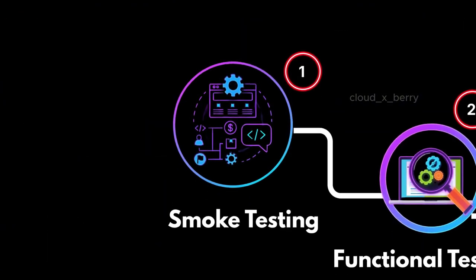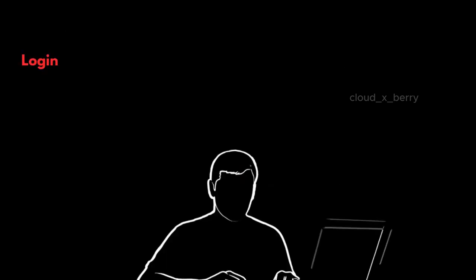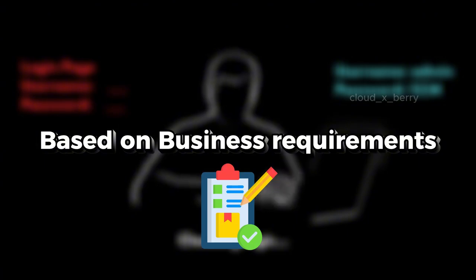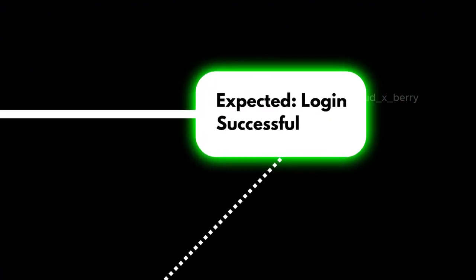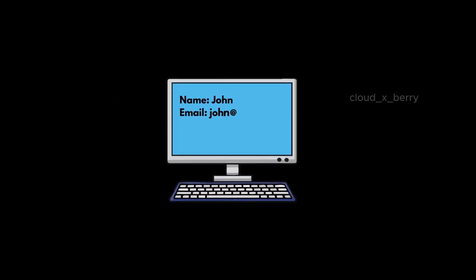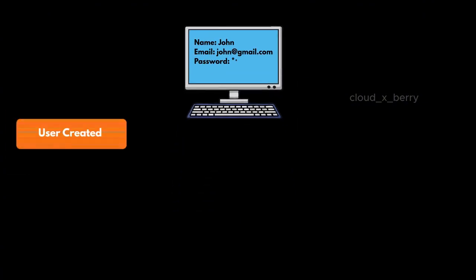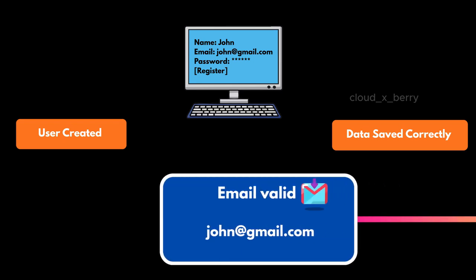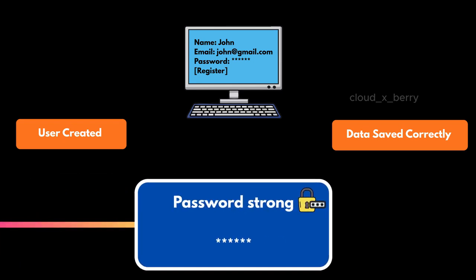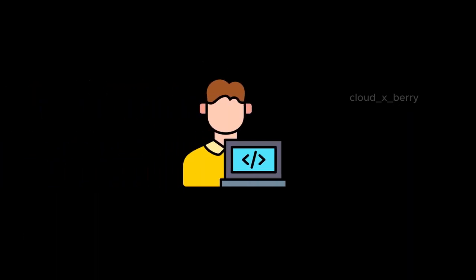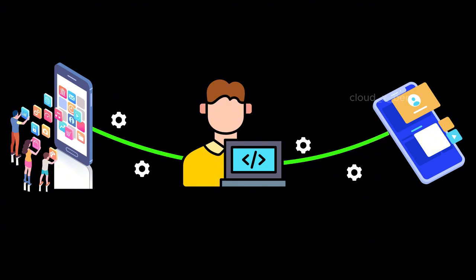Once you confirm the system is up and running, the next step is functional testing. This is where you validate whether the application behaves exactly as expected based on business requirements. You define inputs, expected outputs, and compare them with actual results. For example, if a user registration API is supposed to create a new user, you test whether the user is actually created, whether all required fields are stored correctly, and whether validations like email format or password strength are enforced. Functional testing also includes edge cases. What happens if inputs are missing, invalid, or unexpected? This is where you ensure your application logic is correct and aligned with requirements.